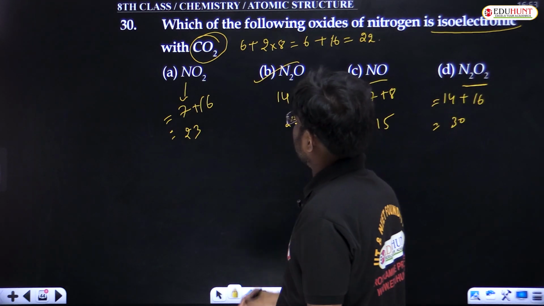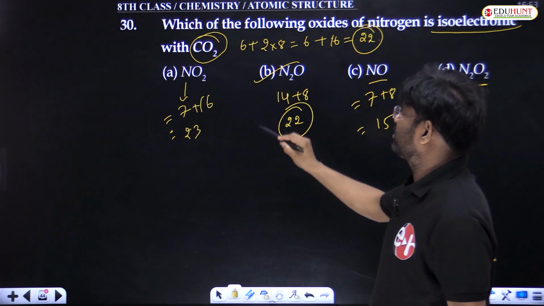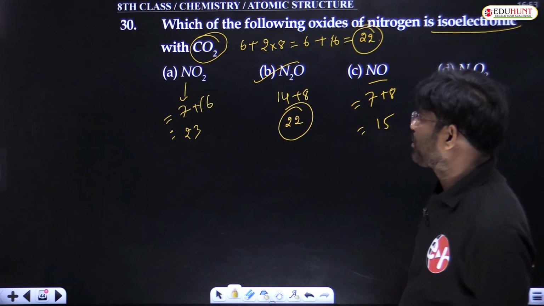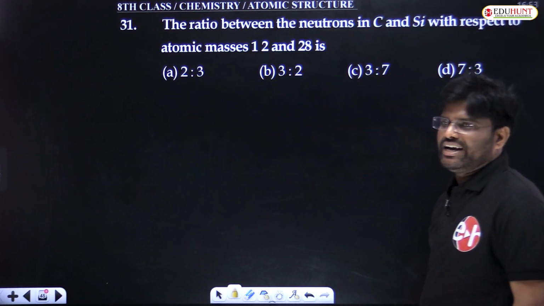The answer is the option B. Here 22 electrons are there, here 22 are there. So the answer is B. Children, next question.